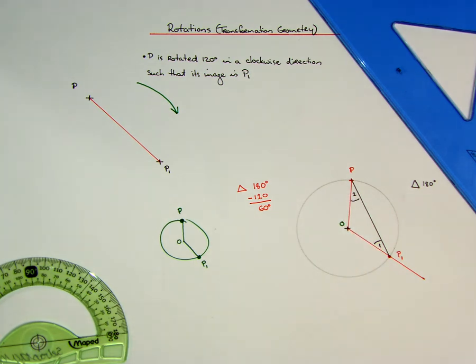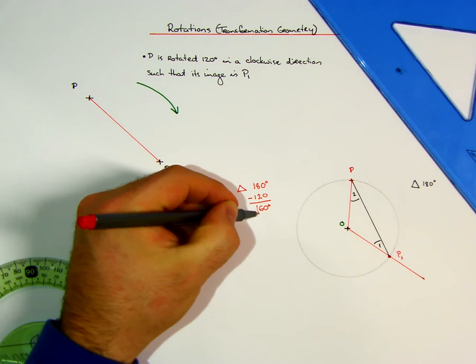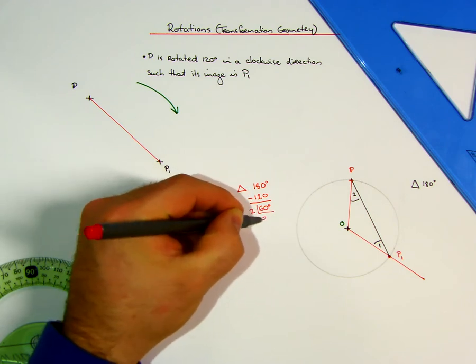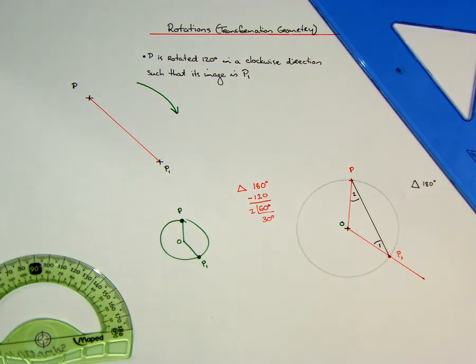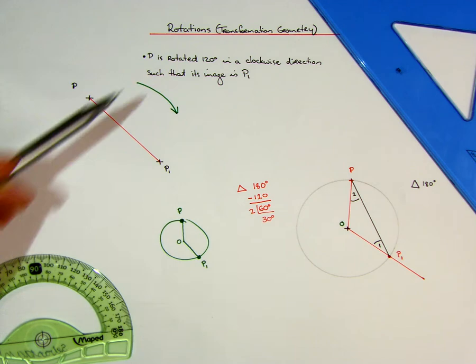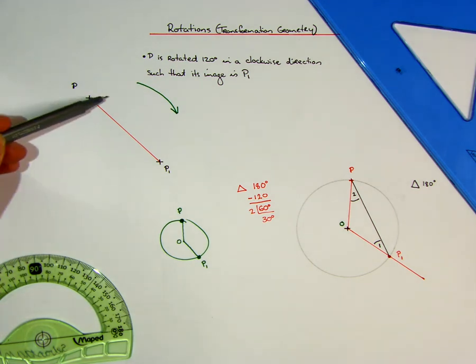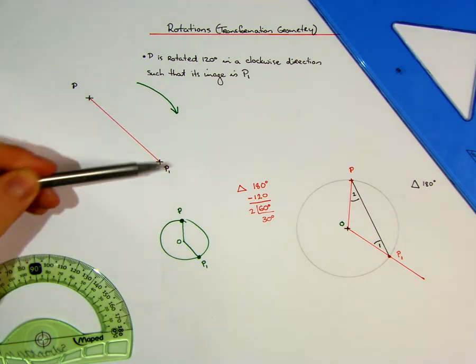What sort of triangle did we say it was? An isosceles, and an isosceles has two angles that are equal. So if we divide our 60 by 2, the angles we have to work with are 30 degrees. I use my 30 degree set square or my protractor and measure off 30 degrees from P and P1. Is my centre point going to be here or up here? It's going to be below because I'm rotating in a clockwise direction.